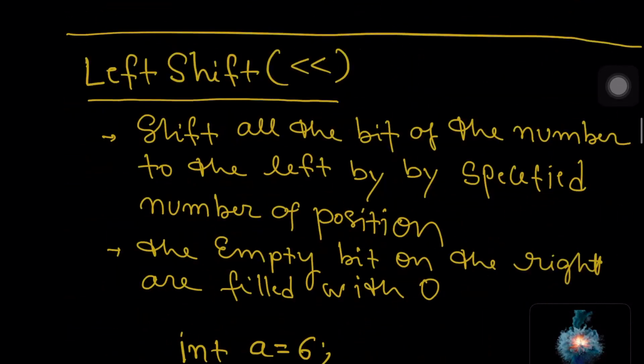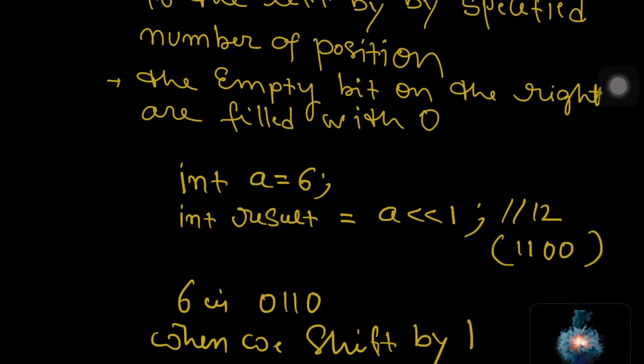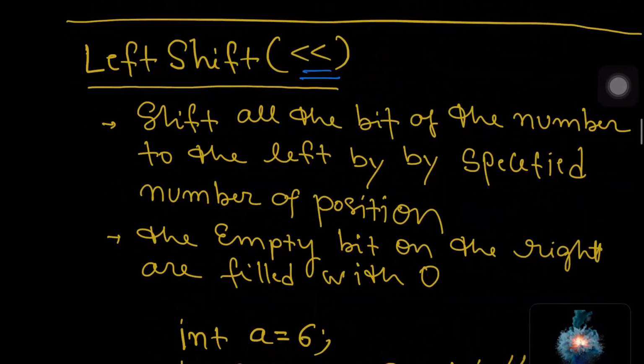Now we have the left shift operator. So we'll see this symbol, and how people write it in programs. Left shift and right shift are very much used in data structures and problem solving. We'll see some programs later on where, with the help of bitwise operators, you can achieve more efficient time complexity.